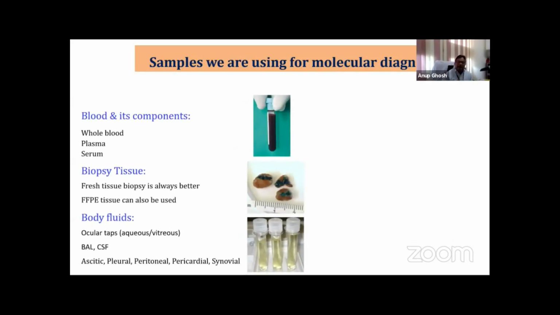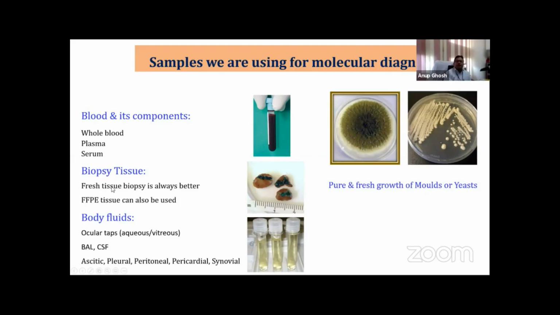Now, when we are talking about the identification or diagnosis from the sample, what would be the sample in case of fungal diagnosis? It's blood and its components. It may be whole blood, or it may be a blood component like plasma or serum. The biopsy tissue, we are always looking for fresh biopsy tissue. And recently, in the COVID-associated mucormycosis cases, this fresh biopsy tissue is always helpful. Now, FFPE or formalin fixed tissue, we can also use for molecular diagnostics. And lastly, the body fluids, including ocular taps or vitreous tap, we can use. We can use bowel sample, CSF, ascitic fluid, pleural, peritoneal, pericardial or synovial fluid as a sample. Now, these are all direct samples from the patient.